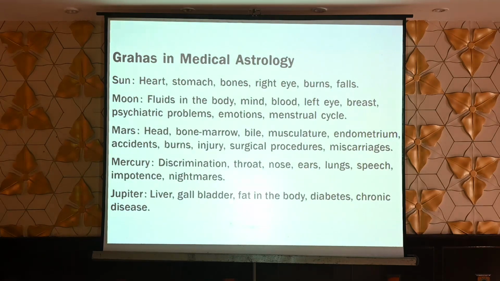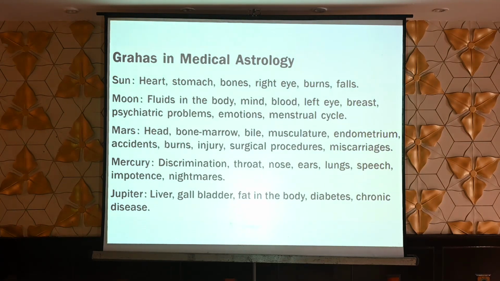Then different, you see, these 12 houses basically give you an idea of anatomy. So different organs where they are. Then you have to see the grahas, the planets, and they also indicate things like the sun is a significator for heart, stomach, bones, right eye, burns. Moon is a planet which indicates fluids in the body, and also mind, and therefore any psychiatric or emotional problems, they are under the influence of the moon.